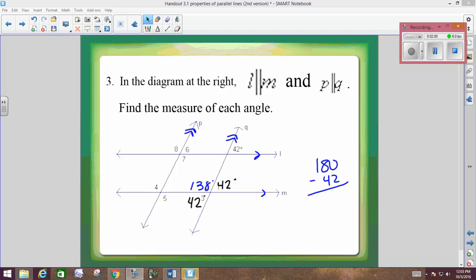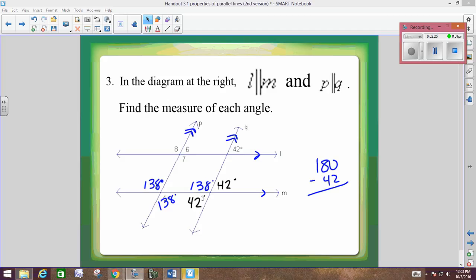Boothie, how about angle 4? Tell me why. Corresponding with the other for 138. Good. Quinn, how about angle 5? Why? Good, because it's vertical to angle 4.